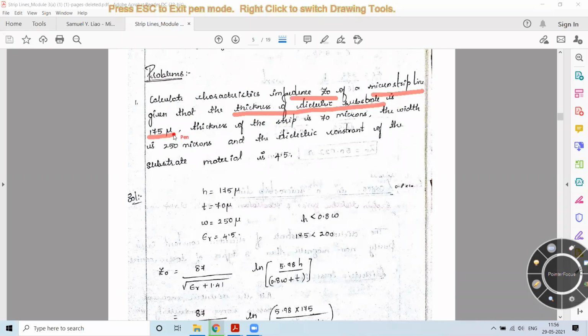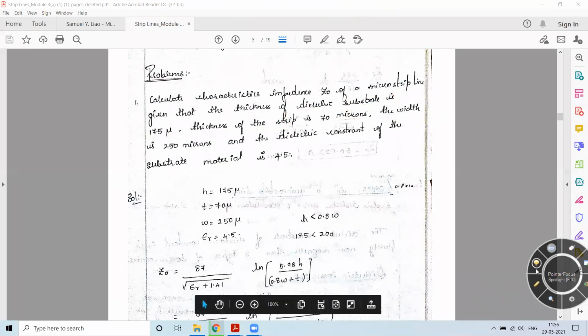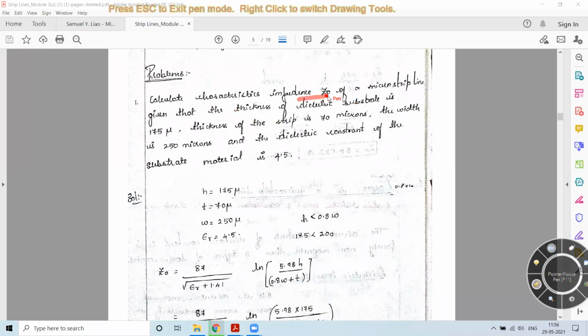is 175 microns. So thickness of the dielectric substrate, then thickness of the strip is 70 microns and its width is 250 microns. The dielectric constant of the material is given as 4.5. So here be careful when you're reading the terminologies in this case. So you have to identify Z naught for this material, what is being specified for the microstrip line. So in this, this is the thickness of the dielectric substrate.